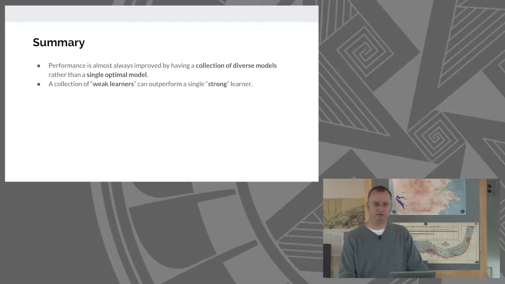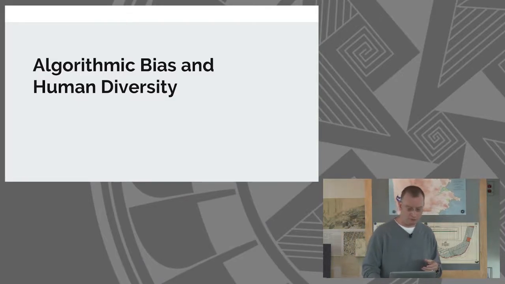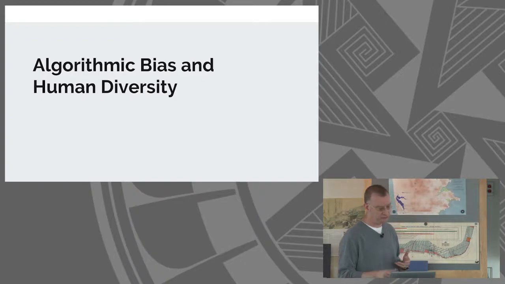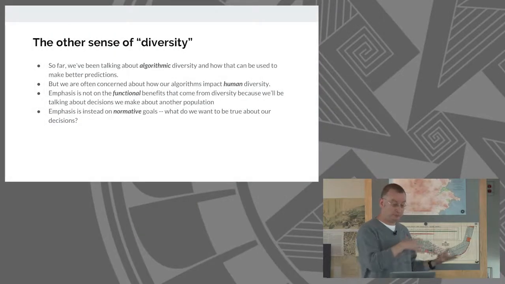Any other questions before I move to the next half? Okay, so now I want to switch gears. We've talked about the ways that diversity at the algorithmic level can concretely make an algorithm better. But I want to talk instead now about this other sense of diversity. We've been talking about algorithmic diversity and how it makes better predictions, but now I want to talk about, once we have a prediction, how does it impact human diversity?